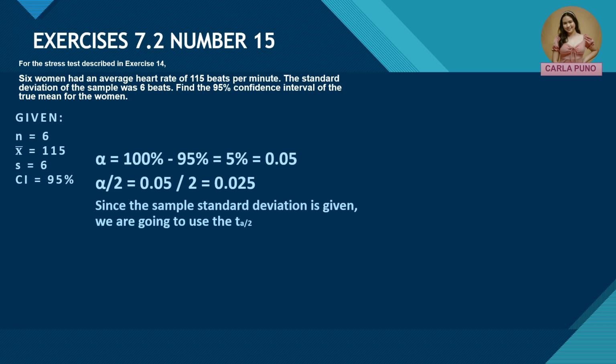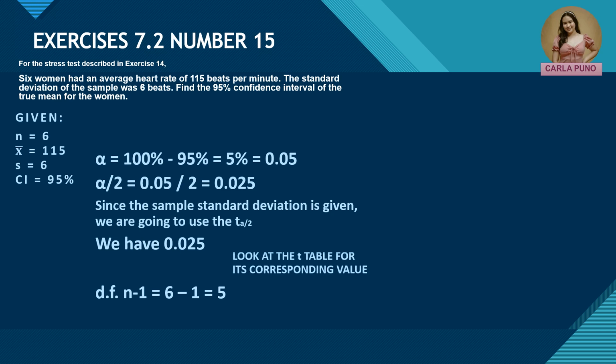Since the sample standard deviation is given, which is 6, we are going to use the t sub alpha divided by 2. We have 0.025, which is our alpha divided by 2, and our degree of freedom, we have n minus 1, which is the sample minus 1. We have 6 minus 1 equals 5.